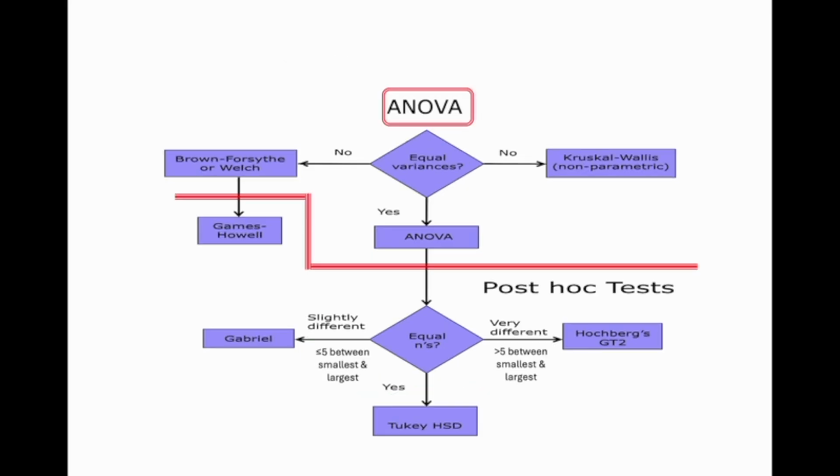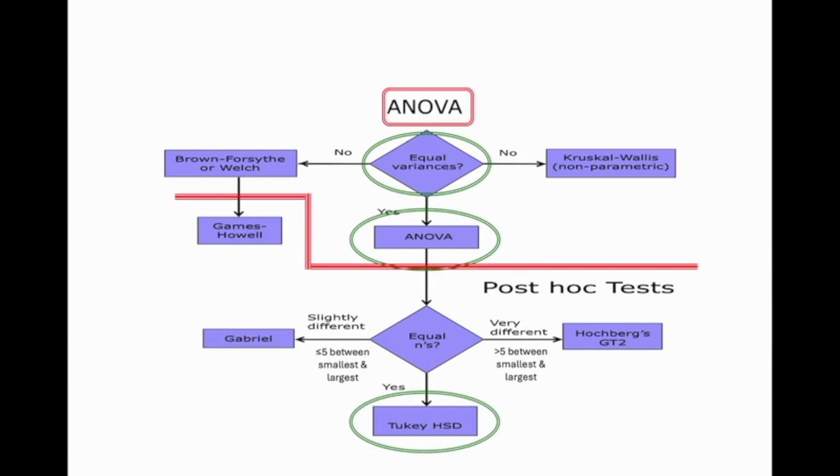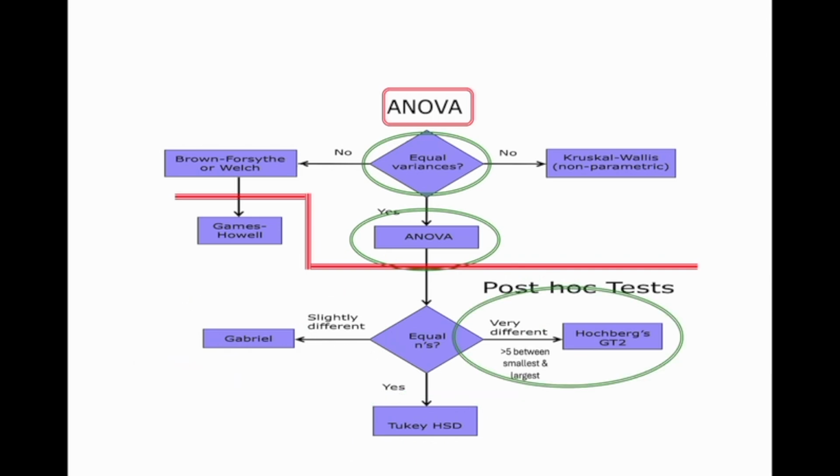Before we do the ANOVA, we check the equal variance assumption using the Levene test. If this assumption is satisfied, we move down to the ANOVA, then to one of the three post-hoc tests below. Which test we use depends on whether the sample sizes are the same, slightly different, or very different. Tukey if the ends are the same, Gabriel if slightly different, and Hochberg if the sample sizes are very different.